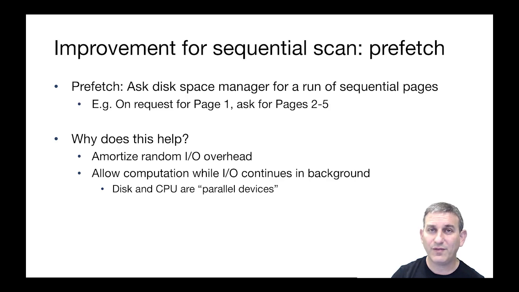If pages 1 through 5 are contiguous on disk, when we do that seek to get page 1, we might as well read pages 2 through 5, and we have to put them somewhere, so we put them in the buffer pool. This also allows computation to happen while the I/O is continuing in the background. If the scan of pages 2 through 5 is taking time on the disk, the CPU can be doing something with page 1 that's in the buffer pool. A way to think about this is that the disk drive and the CPU are two parallel devices working at the same time.